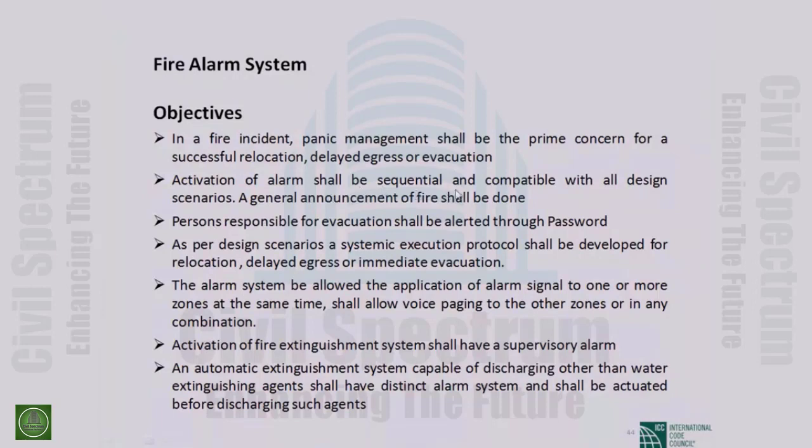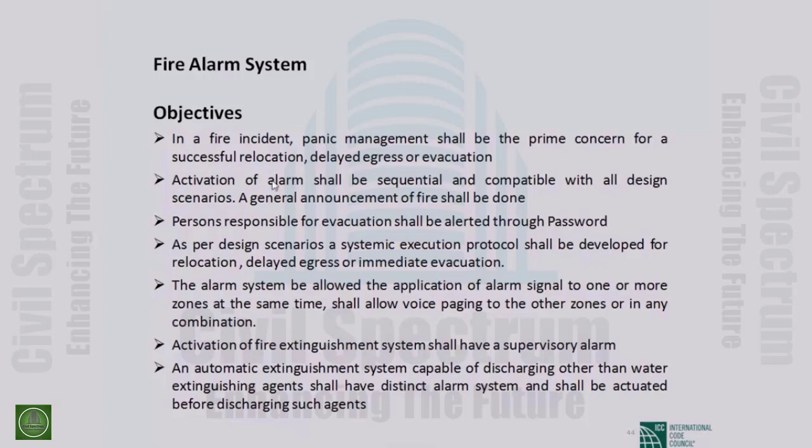Activation of alarm shall be sequential or compatible with all the design scenarios. A general announcement of fire shall be done initially. If it is a multi-story building, all floors should not be signaled at a time. In that case, all people will come together, and that will create a problem. Initially, you have to evacuate the level where the fire incident is, and the level just above it. These two levels should be informed first, activated, and initiated for evacuation.